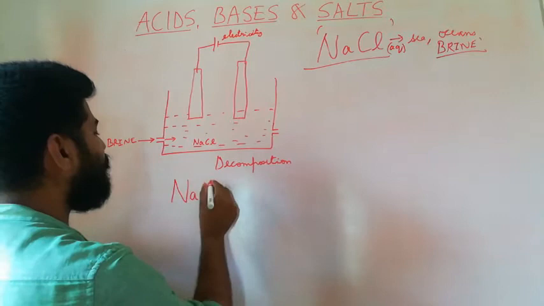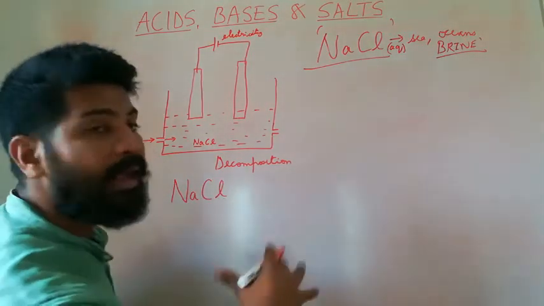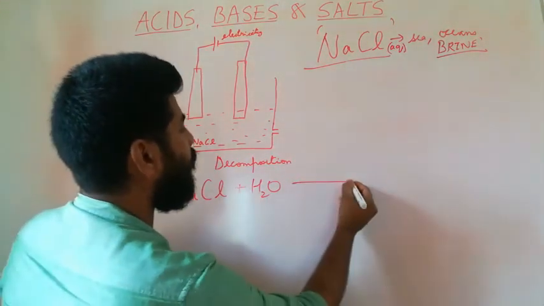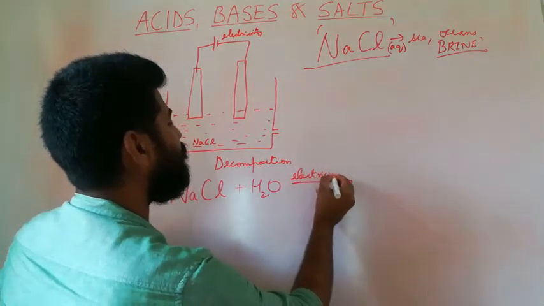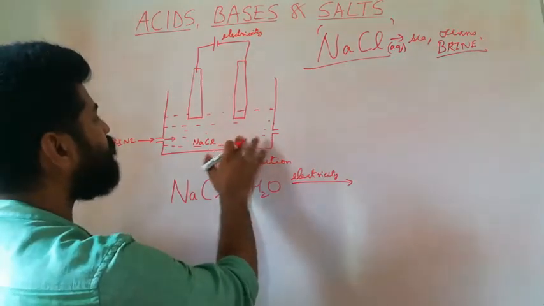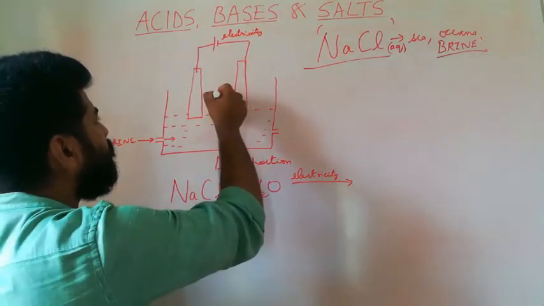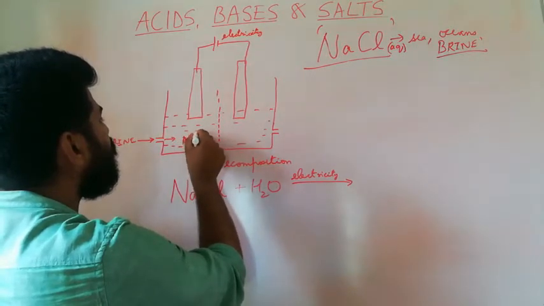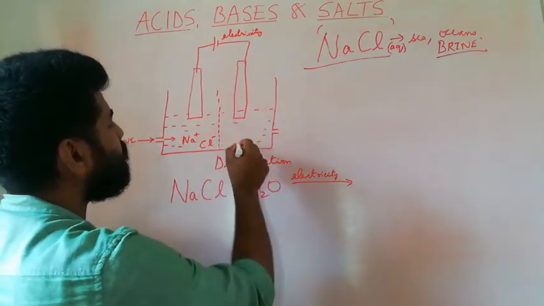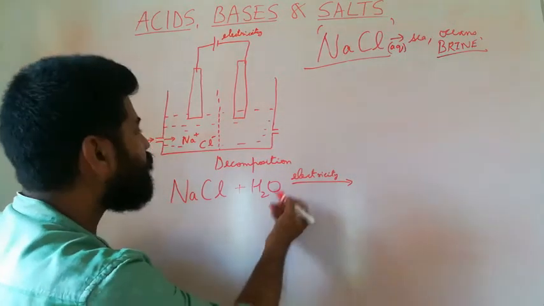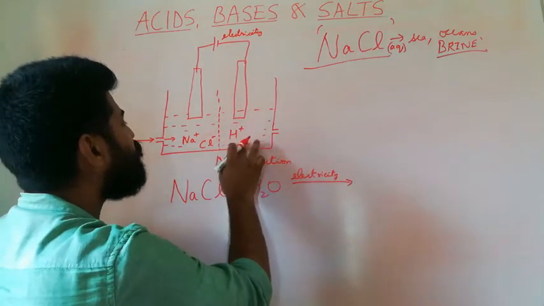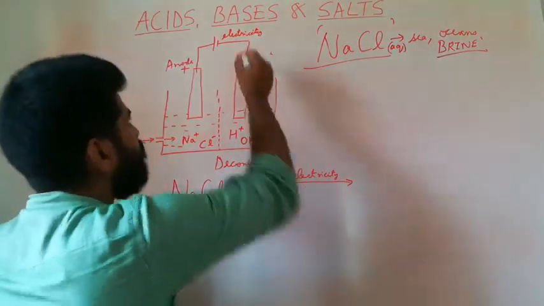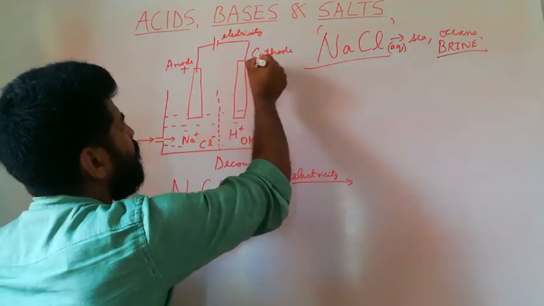So we can represent it in the form of an equation, that is sodium chloride aqueous. It is present with water, and when we pass electricity, the sodium chloride undergoes decomposition, so it forms ions, and there is a membrane that is separating these two. So it forms sodium ions, chloride ions, and water will also undergo decomposition under the influence of electricity. It will produce hydrogen ions and hydroxide ions. So let us say this is the cathode, which is the negative electrode.